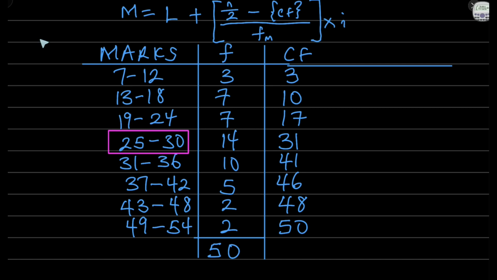Let's go back to the formula. The first thing we need in the formula is L, and I did say that L means the lower class boundary of the median class. What is lower class boundary? Lower class boundary simply means you have to create another column for the lower class boundary, and you do that by saying your lower class minus 0.5 and then your upper class plus 0.5.